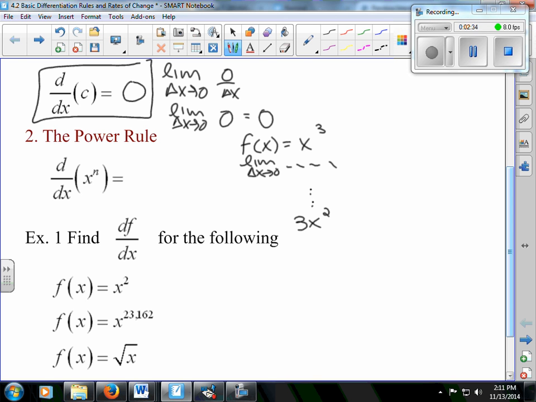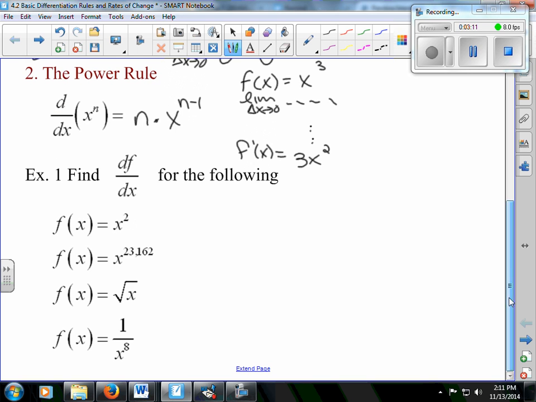It turns out that if you have x to a power n, where n is any number at all, positive or negative, or 0, because that would be a constant, or a fraction, then the derivative is n times x to the n minus 1. So in the example of x cubed, the 3 is now in the front. We have 3x, and now instead of a 3, I have 3 minus 1, which is 2. And so here are a bunch of examples.